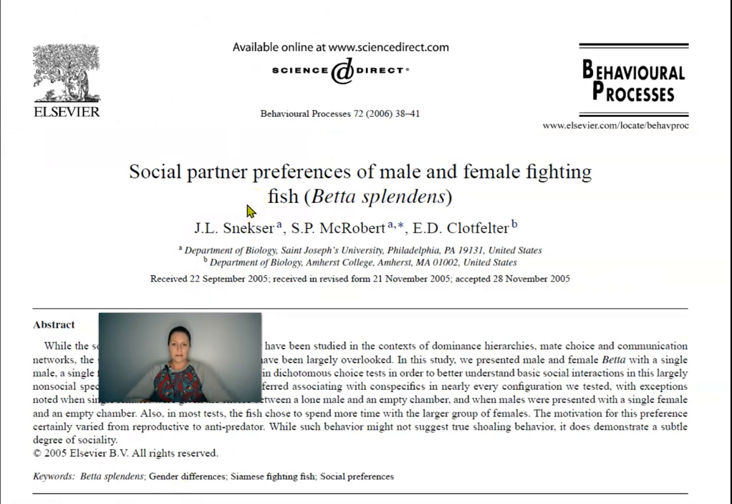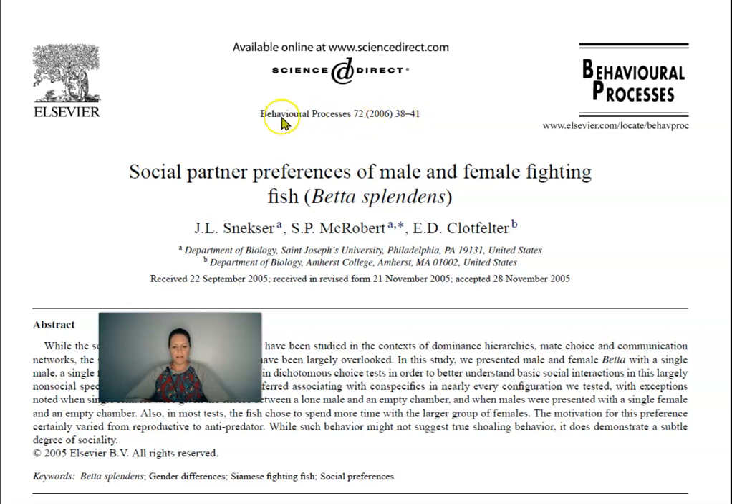So here's the article that I cited on the previous slide. And like I said, this is just the very first page that you would get if you picked up the paper version of this article or if you downloaded a PDF off the internet. You see here we've got our title. This paper is about the social partner preferences of male and female fighting fish, Betta splendens. You can see that it is published in the Journal of Behavioral Processes. This was published in the year 2006. It was in volume number 72, and it spanned pages 38 to 41.